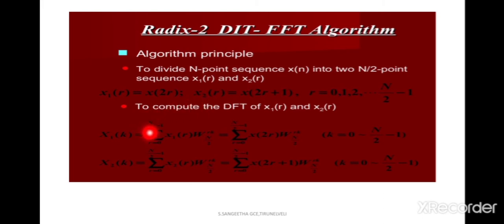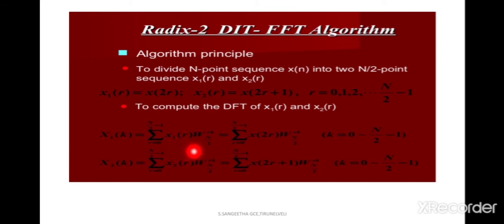To compute the DFT of x1(r) and x2(r), we have X1(k) equal to the summation over r from 0 to N/2 minus 1. Here the r value ranges from 0 to N/2 minus 1.